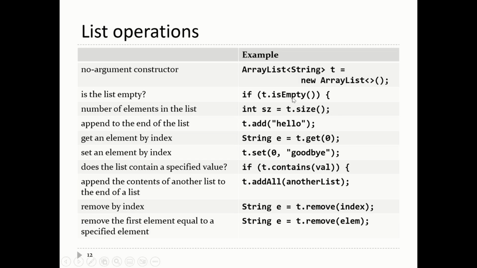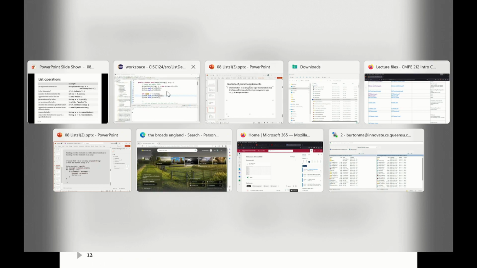Okay, there's also a method called isEmpty. So if you want to know is a list empty, and it turns out you actually want to know this quite a lot, because the empty list or an empty array is often a special case, there's a method for it. So t.isEmpty returns true if the list is empty. It returns false if the list is not empty. And size gives you the number of elements currently in the list. Add appends an element to the end of the list. So let's try that out.